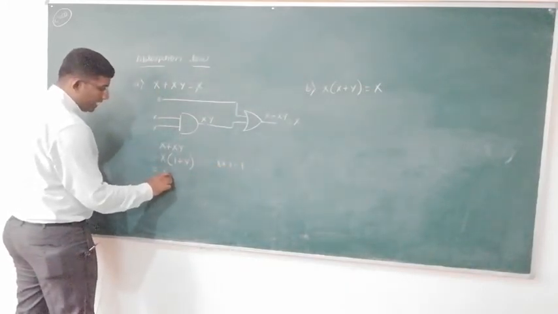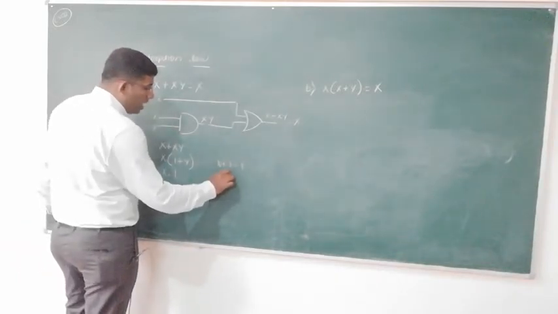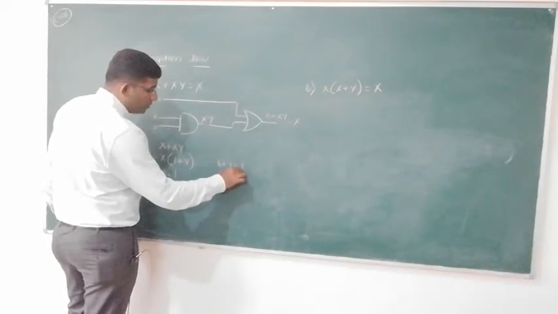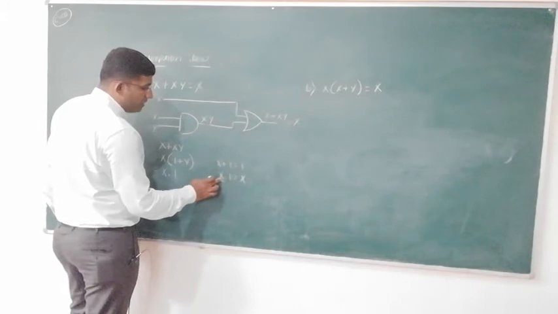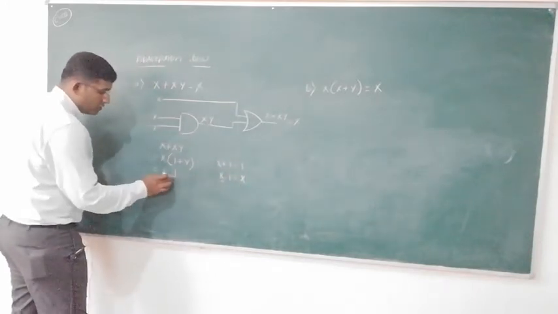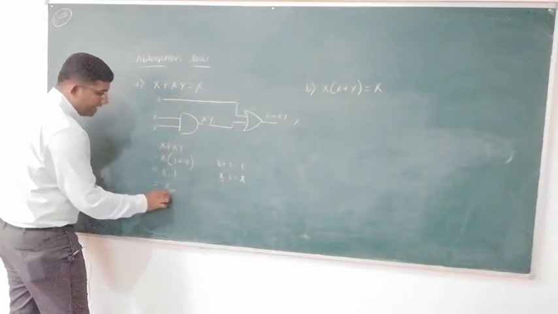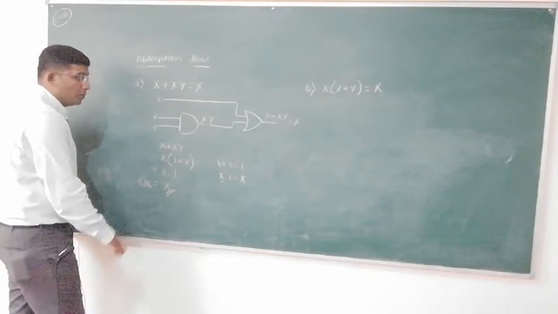That is, we can write x into 1. As we know, x dot 1 is completely dependent on the x value, and will give you x itself. If the x value is 0, the output is 0. If the x value is 1, the output is 1. So we can write it as x into 1 is equal to x. Hence the RHS side, that is right hand side, hence proved.